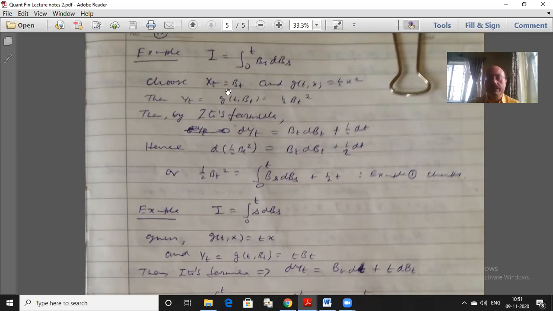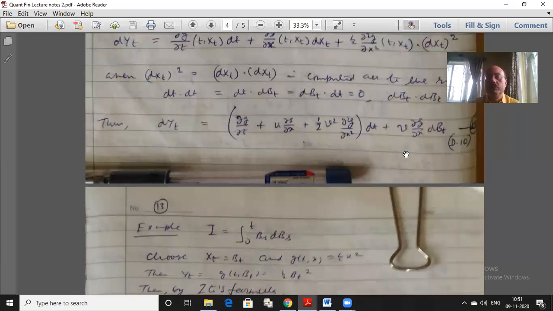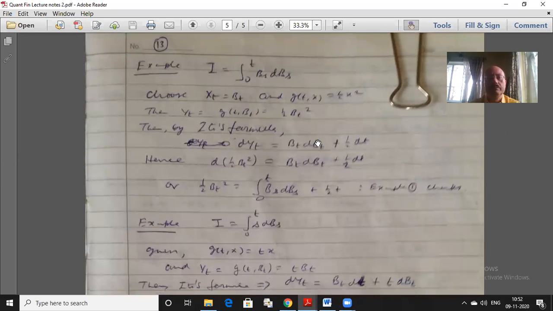So I choose Xt equal to Bt. So basically I choose u equal to 0 and v equal to 1. And the function g(t,x) is chosen to be half x squared. Of course, in this case, the function is independent of t, not directly dependent on t. So if I choose my g(t,x) as half x squared, then Yt is half Bt squared. So I use the Ito formula directly on Y, and I have dYt equal to Bt dBt plus half dt. This you can quickly check from the Ito formula here, because some of these terms are not there at all. So u is 0, so life would be much simpler. So do you see that dYt is actually Bt dBt plus half dt?